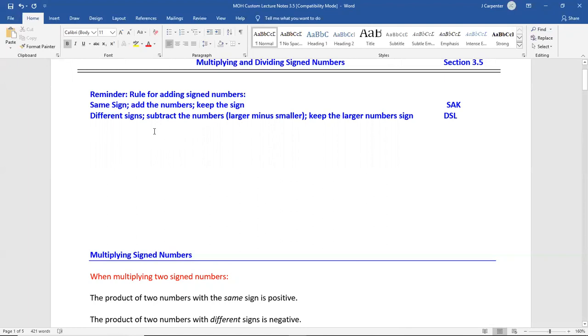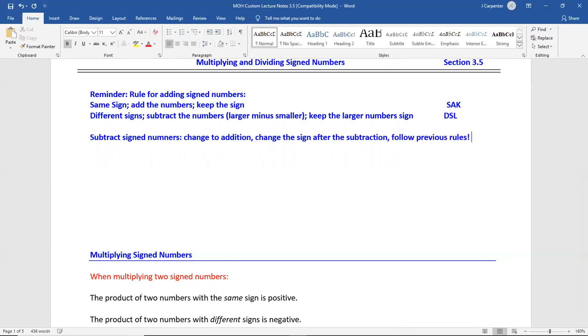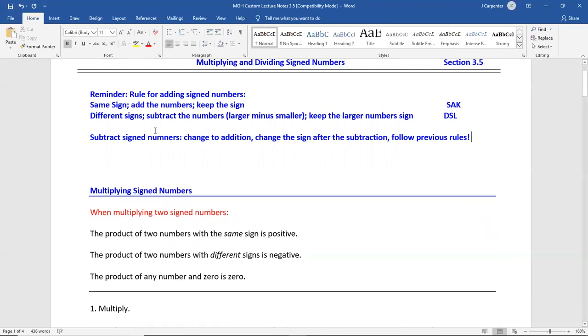Then we said, all right, well, that was adding numbers. To subtract signed numbers, we never really do this. We change it to addition. We change the sign after the subtraction, and then follow the previous rules. So you get a 2-for-1 basically. SAK and DSL are the rules for adding and subtracting signed numbers, but asterisk, we don't actually use those rules for subtracting them. We turn a subtraction problem into adding a negative, or for subtracting a negative, we turn it into adding a positive. Then we use those two rules. We did lots of examples of those last time, so I don't want to really do any refreshers there.